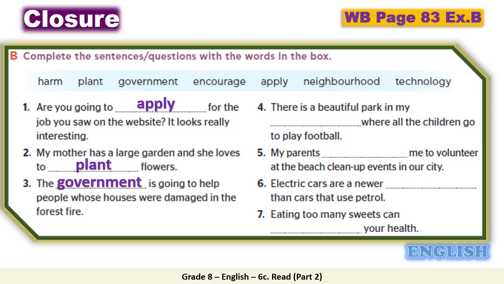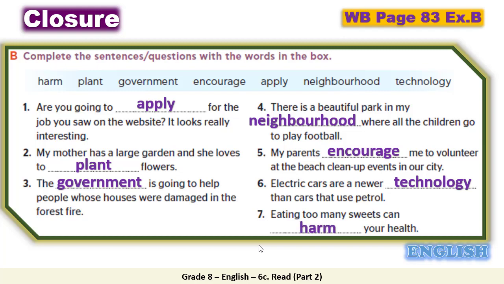The government is going to help people whose houses were damaged in the forest fire. The government. Good. Number 4. There is a beautiful park in my neighborhood where all the children go to play football. Neighborhood. Excellent. Number 5. My parents encourage me to volunteer at the beach cleanup events in our city. Encourage. Great. Number 6. Electric cars are a newer technology than cars that use petrol. Technology. Great. Number 7. Eating too many sweets can harm your health. Can harm your health. Great.